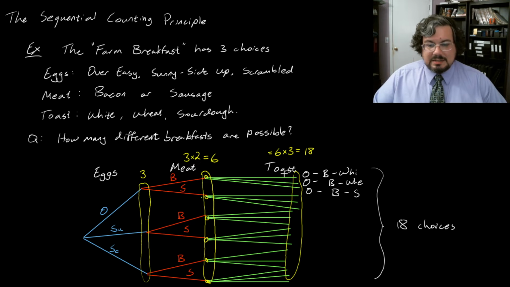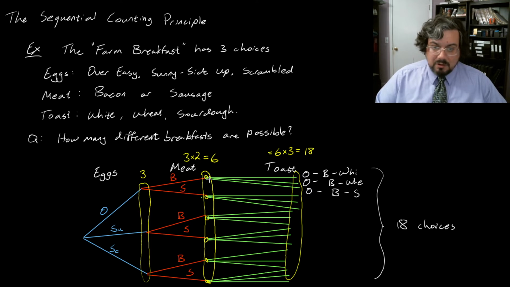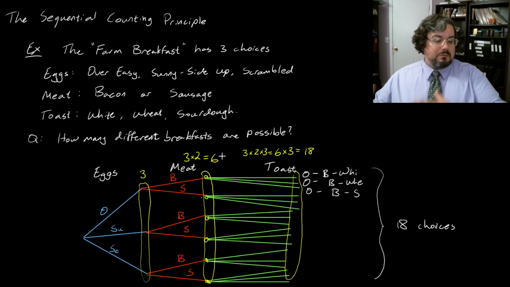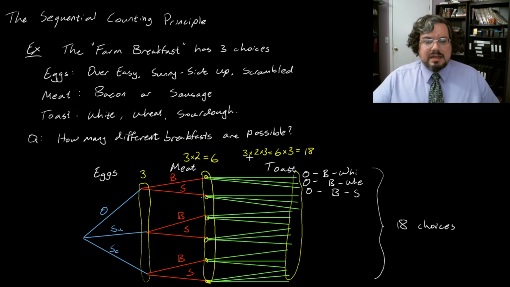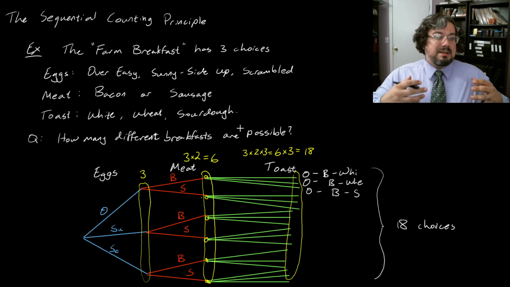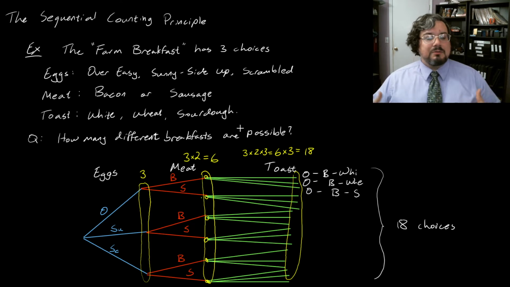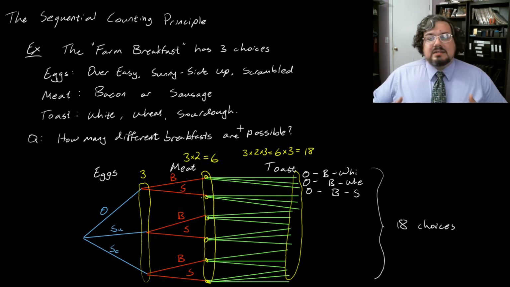We get that 6 times 3 is 18. But remember, this 6 came from the 3 times 2 from before. The 6 is the number of egg and meat combinations, which is in fact the number of egg options times the number of meat options. And so what we find is that the total number of breakfasts we can make here is 3 times 2 times 3: the number of options in the first choice times the number of options in the second choice times the number of options in the third choice. And this is demonstrating the sequential counting principle.